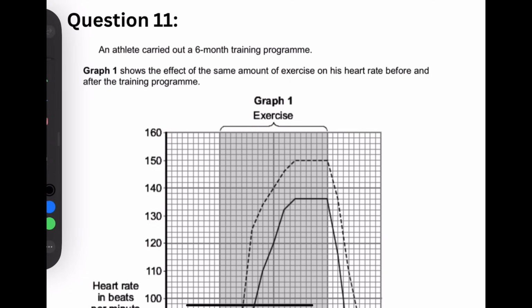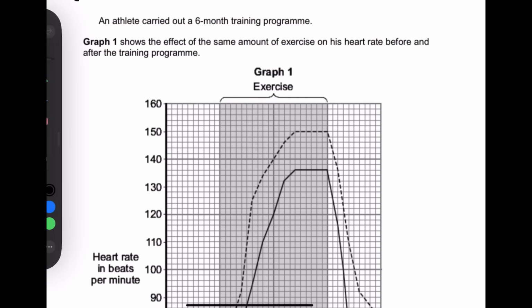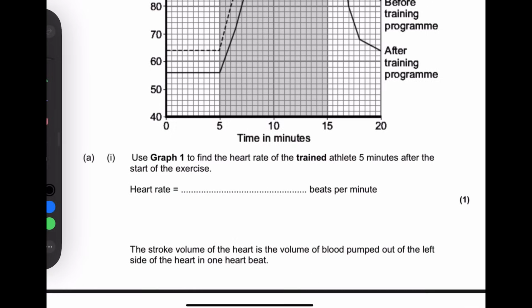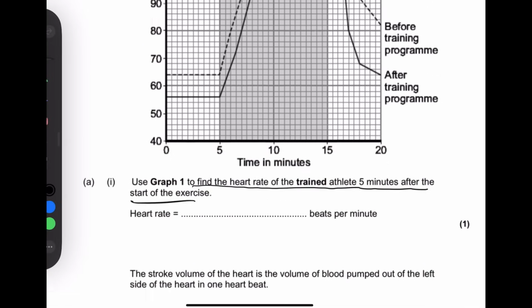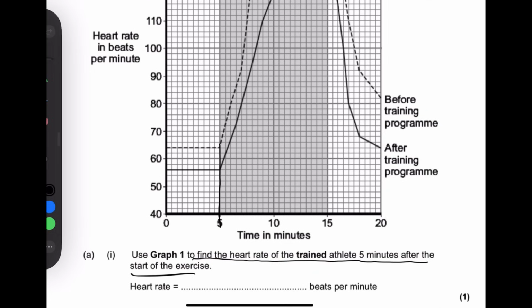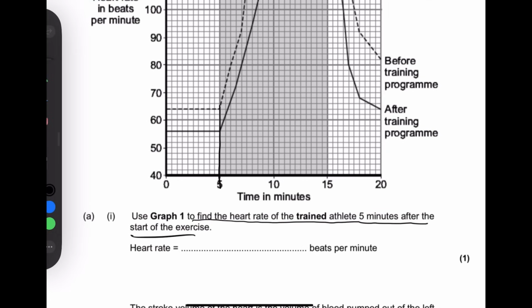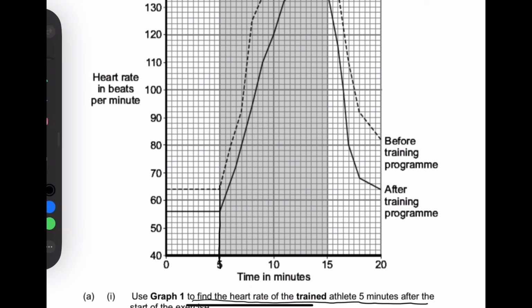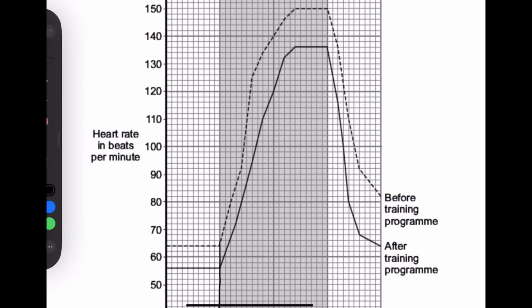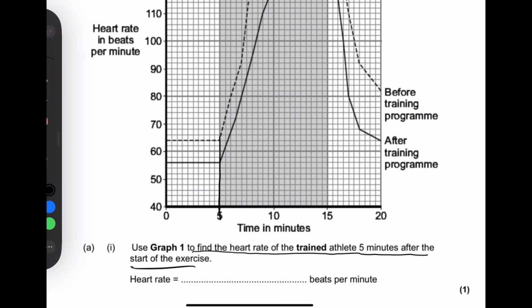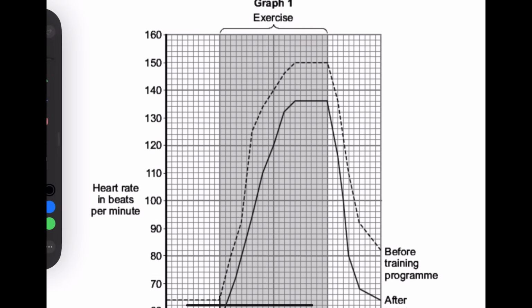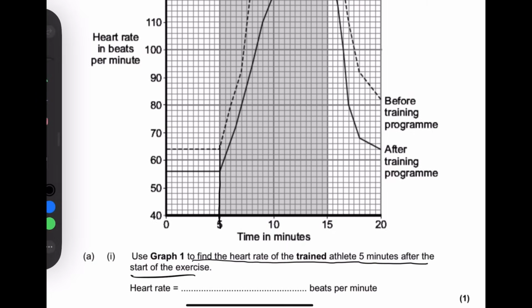So graph 1 shows the effect of the same amount of exercise on his heart rate before and after the training program. So you use graph 1 to find the heart rate of the trained athlete 5 minutes after the start of the exercise. So this is 5 minutes. So you want to find, after the start of the exercise. So if we go here, this is the exercise, so we need 5 minutes after.